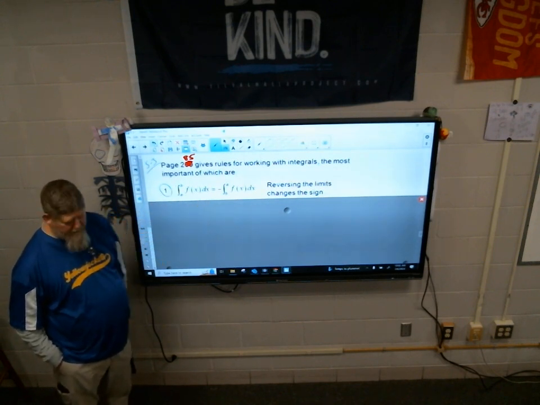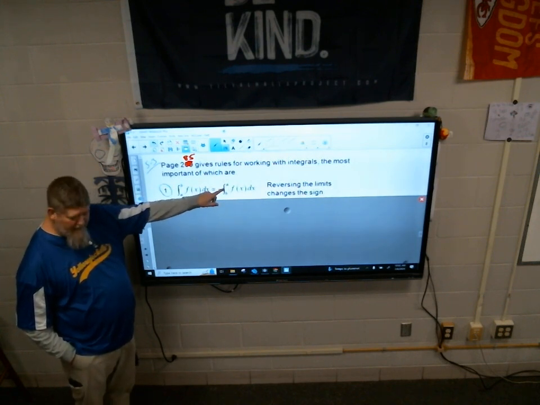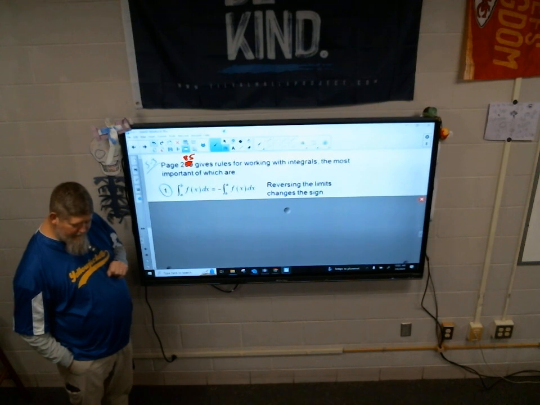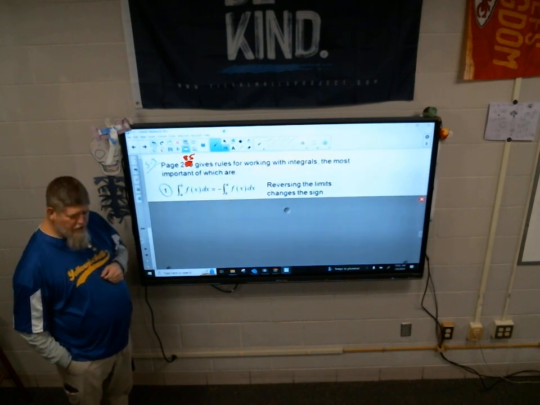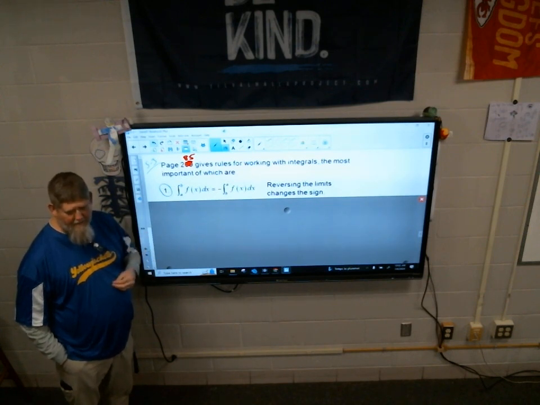What do you mean reverse the limits? If I go from A to B, but I switch it and I go from B to A. What sign is gonna change? Oh, it makes it negative instead of positive. Positive to negative, and notice where the negative is, it's out front. It just changes the sign of your answer.